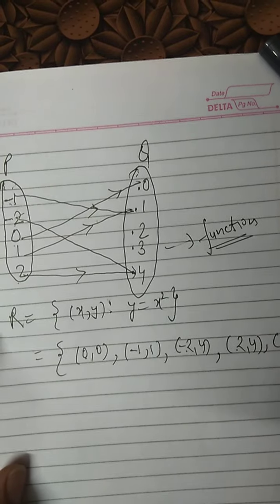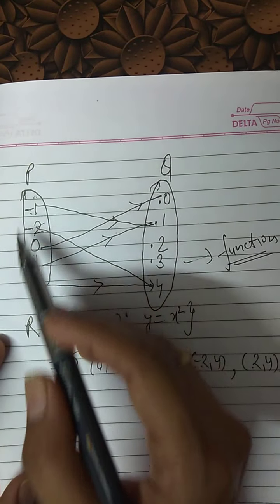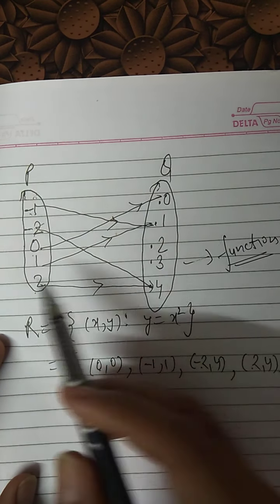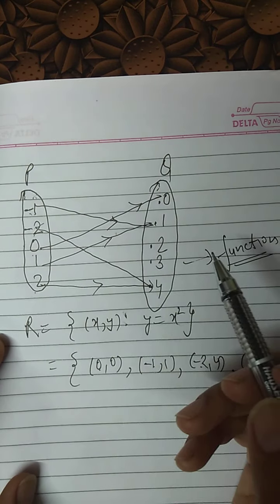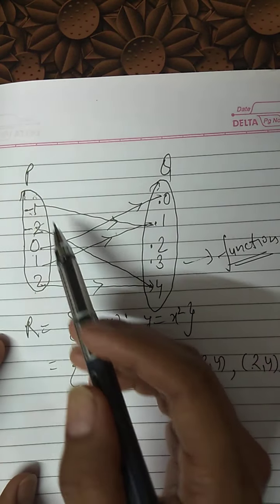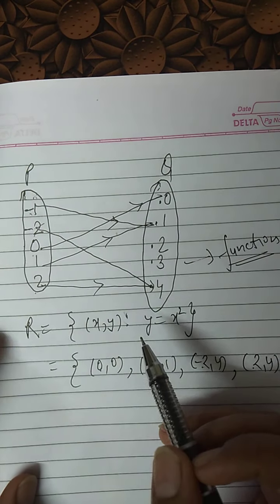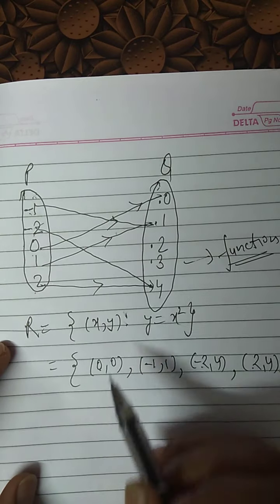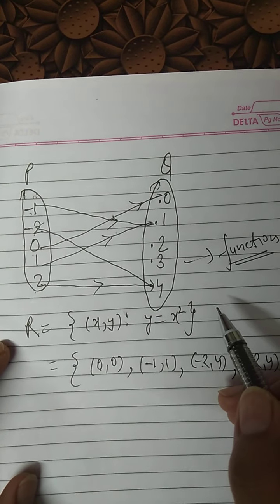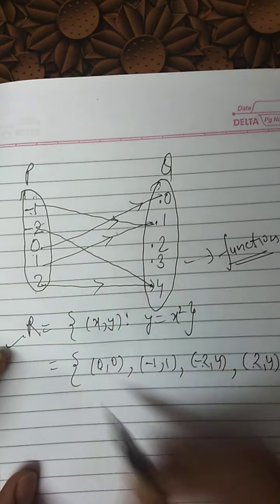I hope you are getting my point, because the statement says the elements of set P should have unique images in set Q. But it doesn't mean that 2 elements cannot have the same image. 2 elements can have the same image, as we are getting here. The image of -1 and the image of 1 is 1 only. And the image of -2 and 2 is also the same, that is 4. So this condition is possible. We can have it this way. I will say it is a function.